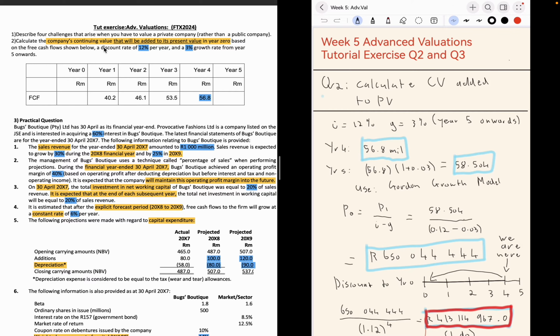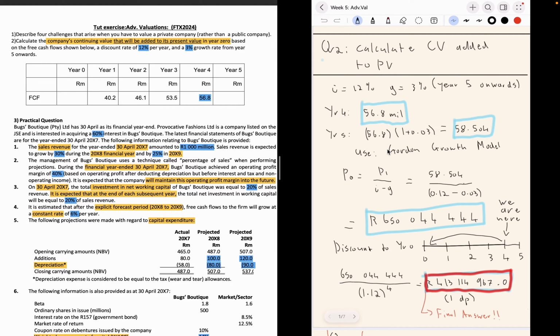Okay, what is the second question, or question 2? They ask us, calculate the company's continuing value that will be added to its present value in year 0 based on the free cash flows shown below. They give us the discount rate, 12%. They also give us a growth rate of 3% from year 5 onwards. So when doing this question, we don't really care about anything except for the value we have in year 4. So year 4 is a value of 56.8 million.